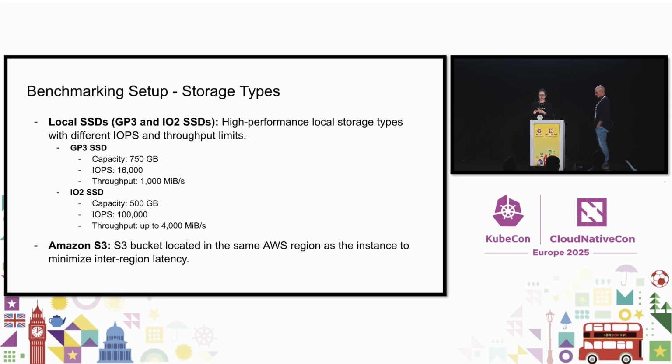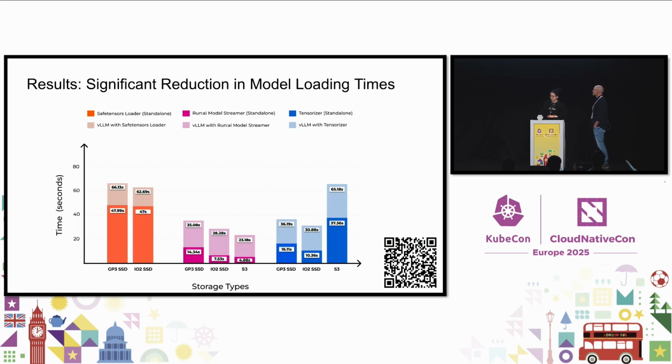First of all, local SSDs. One is GP3 SSD, and the other one is IO2 SSD. The important thing that you should know about these two is IO2 SSD has a higher throughput. And we used Amazon S3, which is located in the same region as our instance. A little sneak peek of the whole benchmarking experiment you can see here, and the QR code is here. Feel free to scan it to check out the whole benchmarking study.